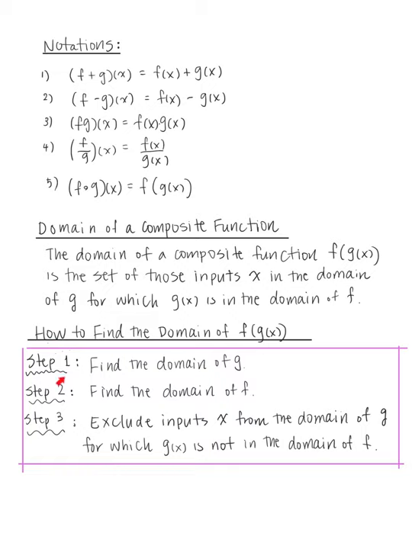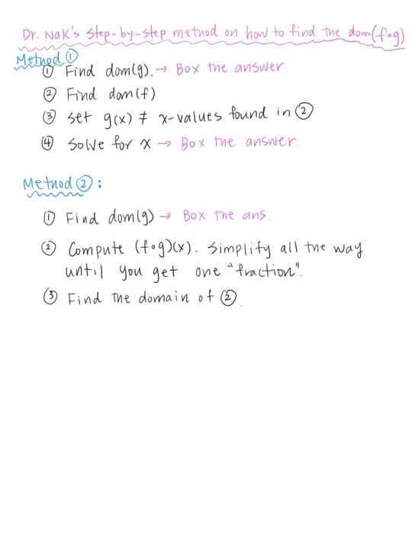All right, so step number 1, what they want you to do is find the domain of g. And step 2, find the domain of f. And then step 3, the wording gets a little bit confusing. Here again, it says exclude inputs x from the domain of g for which g of x is not in the domain of f. Okay, do not panic. We got this. Okay, so here's my own version of what the textbook is asking you to do.